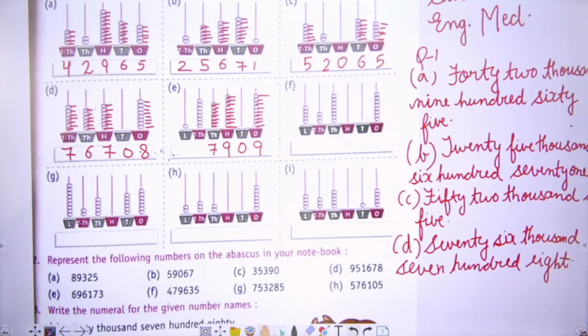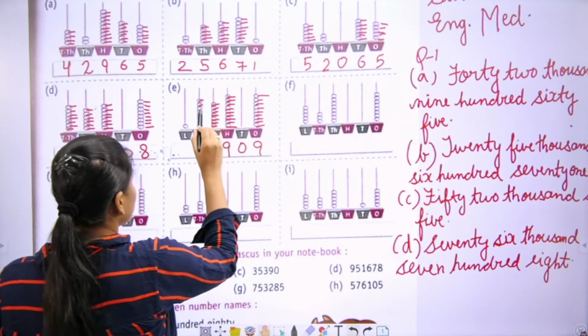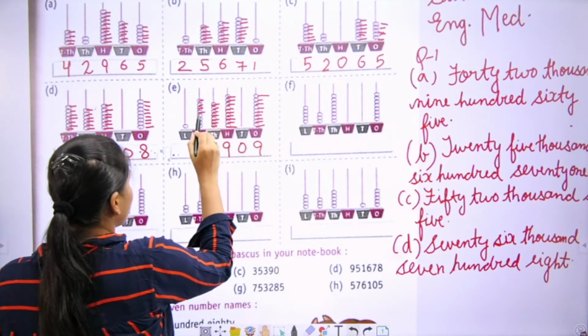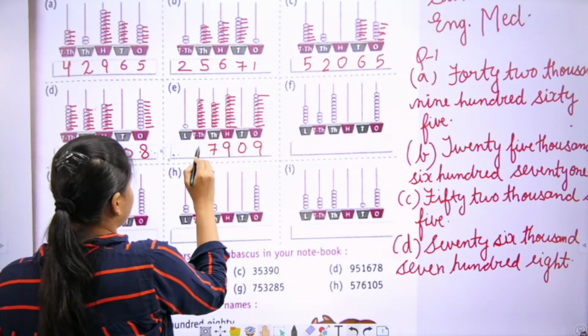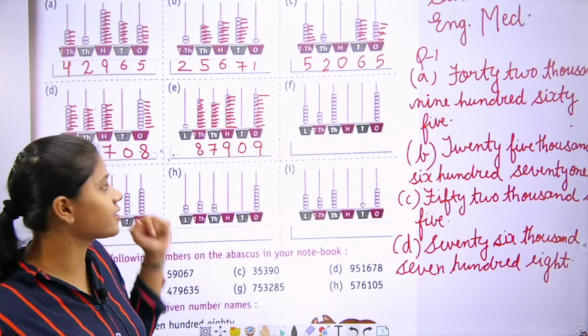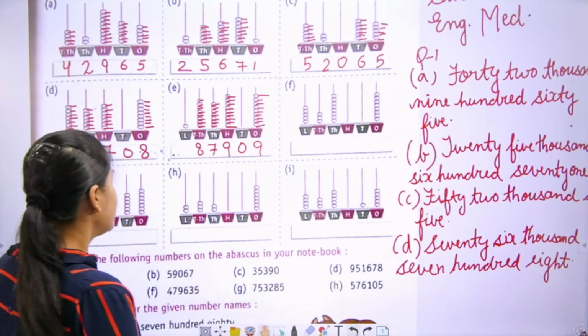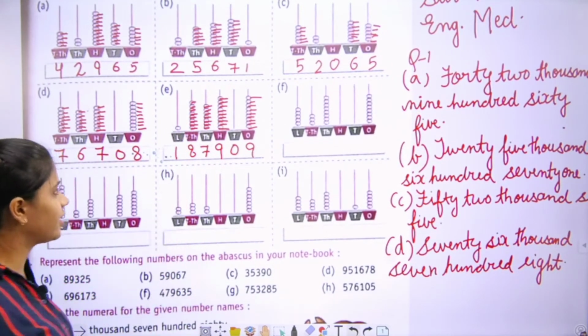Now move towards the 10,000. 1, 2, 3, 4, 5, 6, 7, 8. One more important thing students. Now the lakh is also included. In lakh side there is only one bit. We will write here 1.